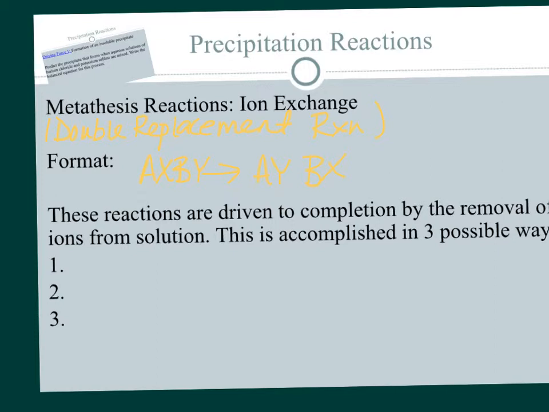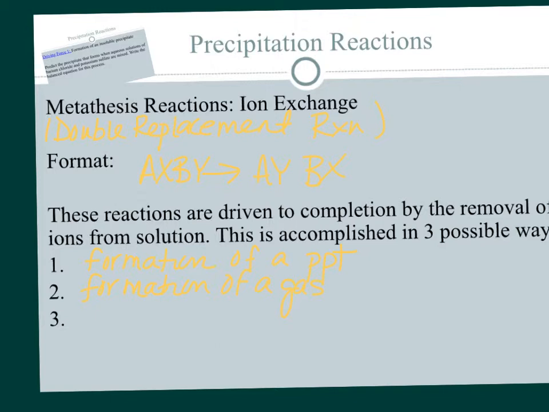So, what is special about metathesis reactions? These reactions are driven to completion by the removal of ions from solution. Well, how do we remove ions from solution? The first way is the formation of a precipitate. That's what we've been talking about. The second way is the formation of a gas, because if we form a gas, it usually vaporizes and leaves the solution.